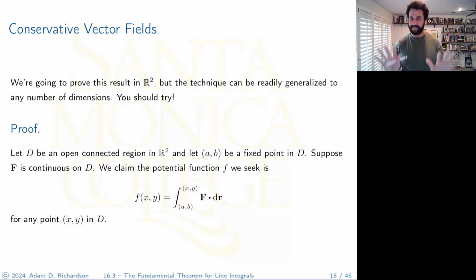In R2, so back to the plane. Let D be an open and connected region in R2. Let (a, b) be any fixed point in D. Suppose that our vector field F is continuous on D, then we claim that the potential function f that we seek is given by this integral for any point (x, y) in D.